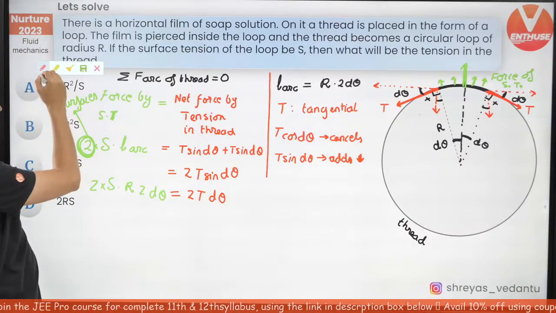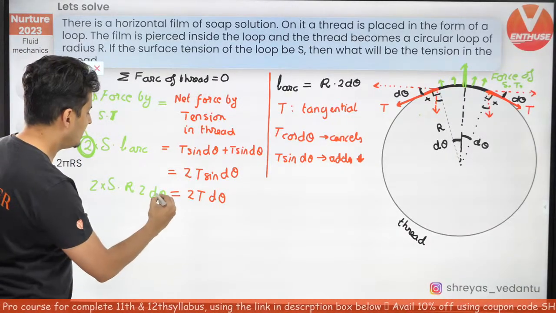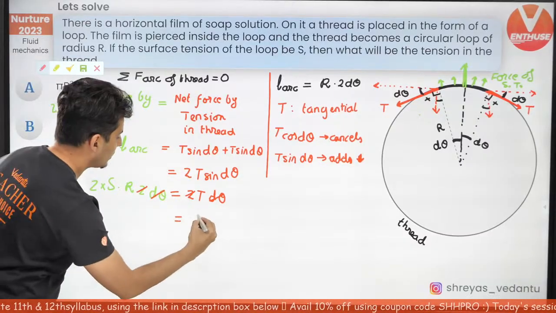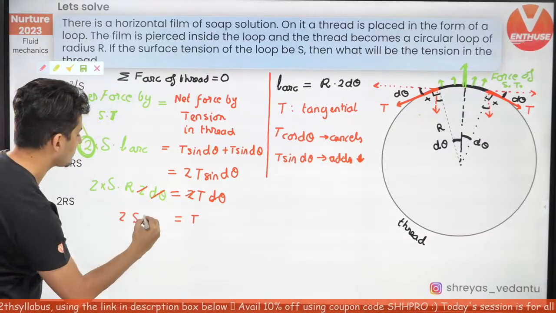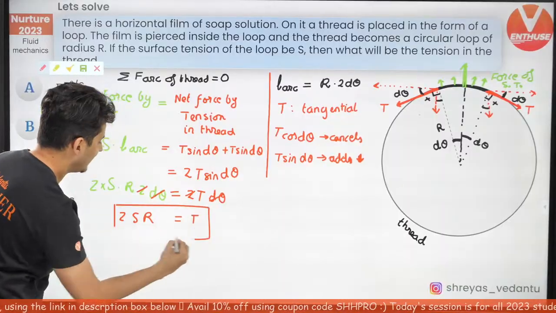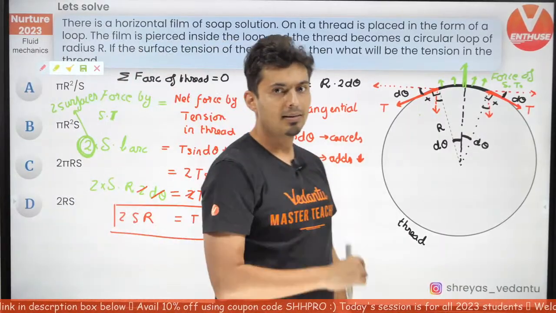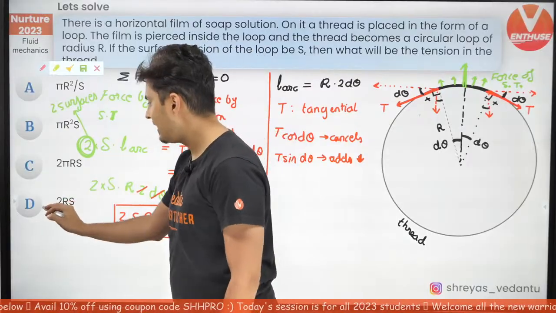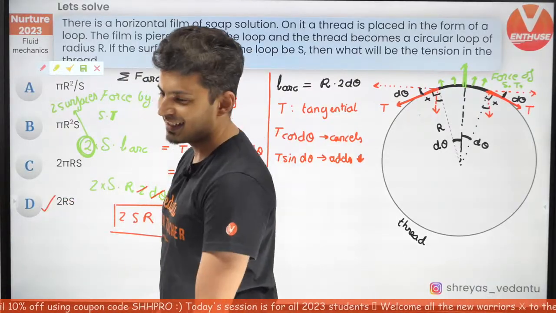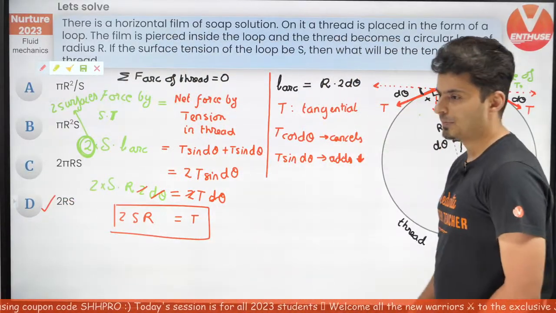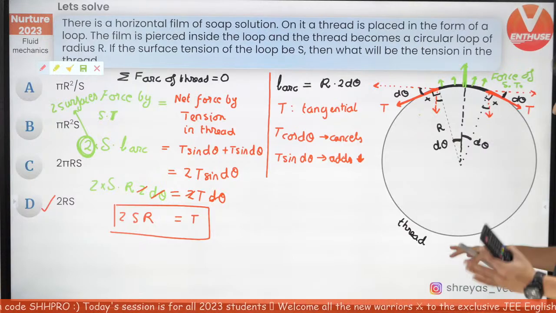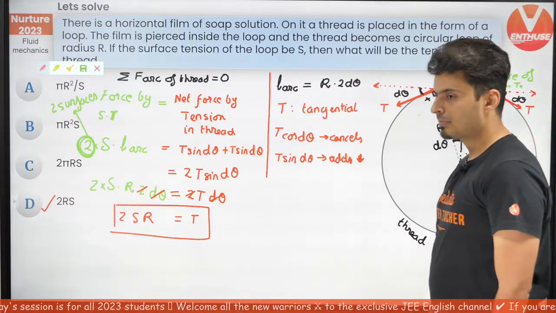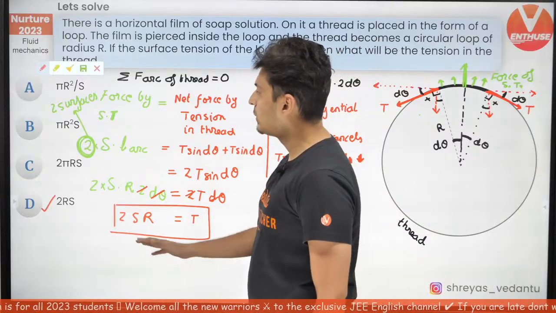So eventually what is going to get cancelled? D theta, and the 2 on both sides. So therefore, what are you going to see? T is equal to 2 times SR. So that's our final answer. 2 SR. Got it, my warriors? Is it there? Option D. That's the correct answer. How many of you loved this question? Wasn't it the most fabulous question of surface tension combined with mechanics? So beautiful a question.